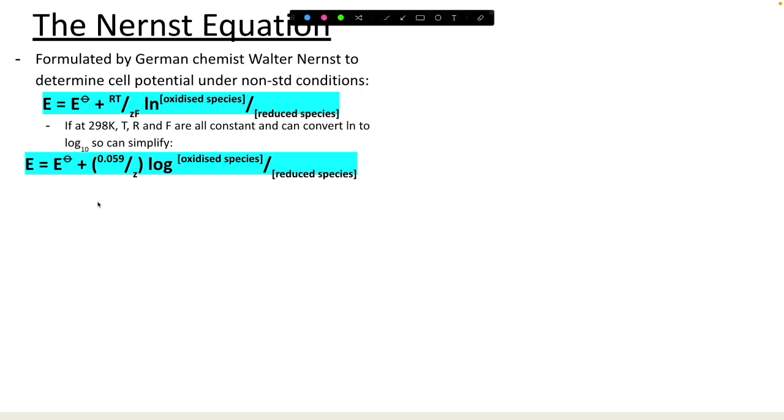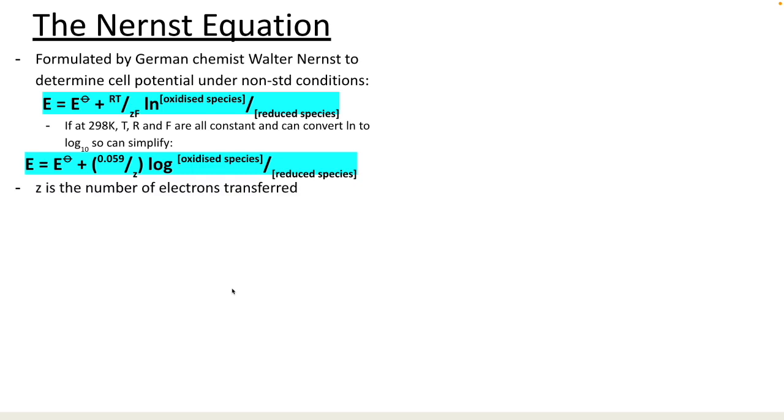But let's have a talk about this one. So again, we've got the standard reduction potential. All of those constants we can simplify, also including that conversion between our two types of logs, to 0.059 divided by the number of electrons transferred times the base 10 log of our oxidized species concentration divided by our reduced species concentration. All right, let's investigate this a little bit more before we apply it.